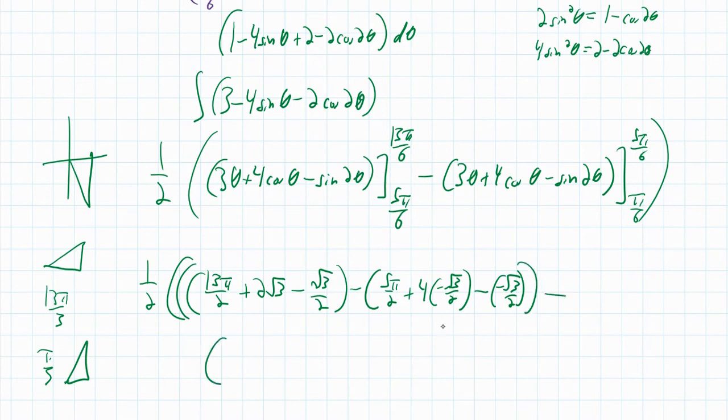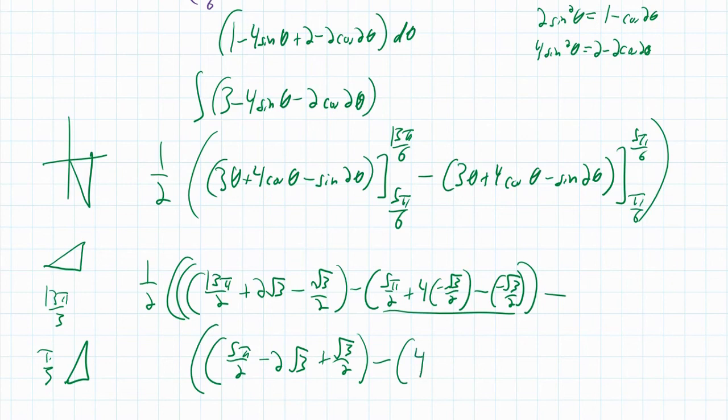I already did this set here, so I just copy the set over. 5 pi over 2 minus 2 root 3 plus root 3 over 2. And then minus, I should put that in parentheses, minus 3 times 0. 4 cosine of 0 is 4. And this is not 3 times 0, it's 3 times that. So pi over 2, then plus 4 times the cosine of pi over 6, that is 2 root 3, minus the sine of this, which is root 3 over 2.